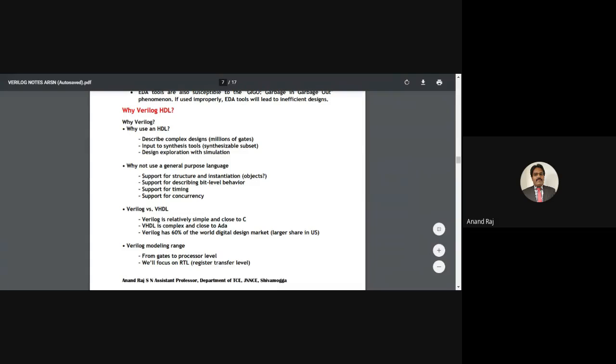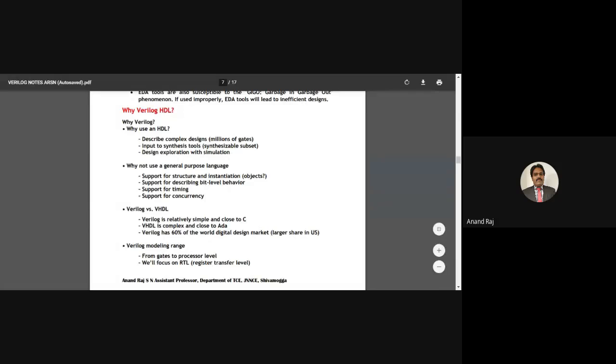Timing means at what instant the input was applied and when we got the output. That is what is called timing. HDL will support timing. The other general purpose languages will never support timing. Concurrency is also supported in HDL.